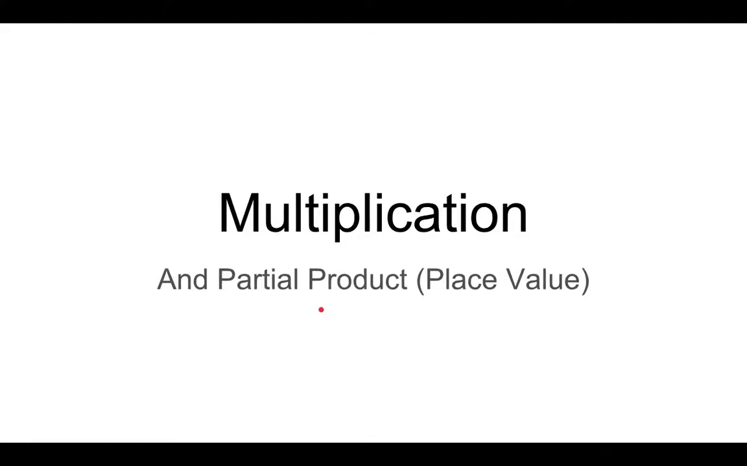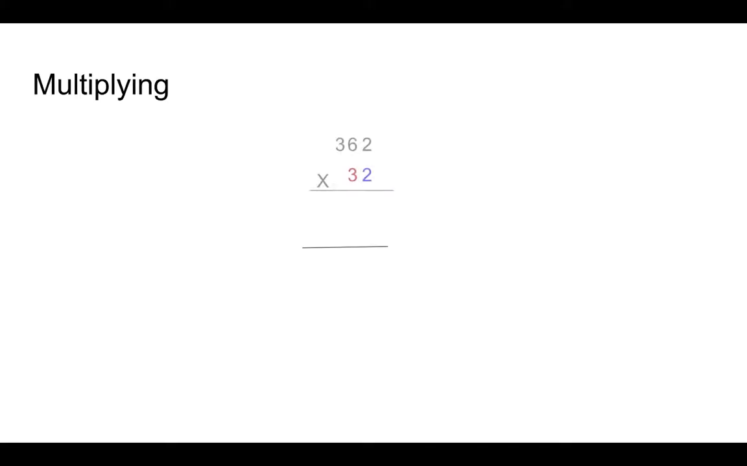I quickly threw together a video about multiplication, both the original way we were working on it and one with partial product or place value multiplication. So let's take a look at the original way. I gave the number 32 on the bottom two separate colors so you can see each step that I work on. So we're going to take the number 362 and multiply it by 32.